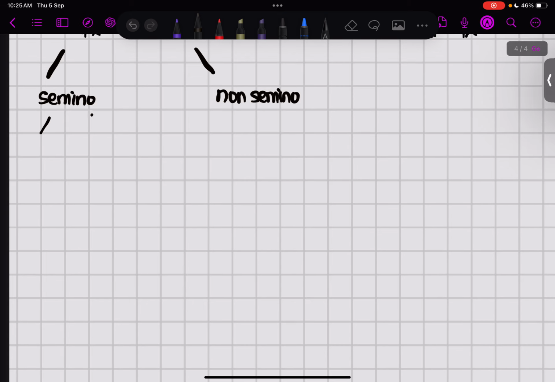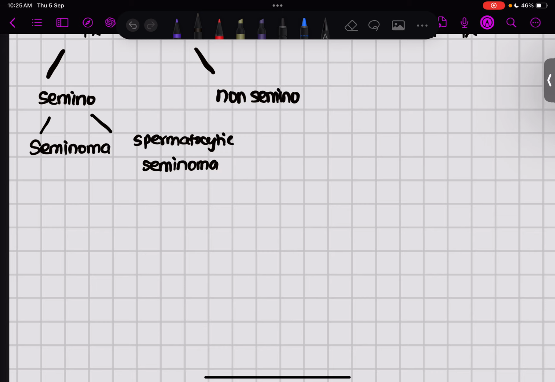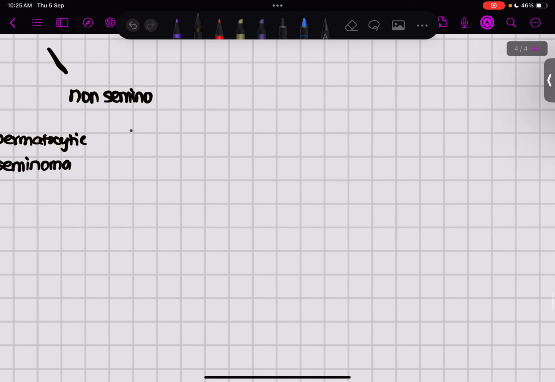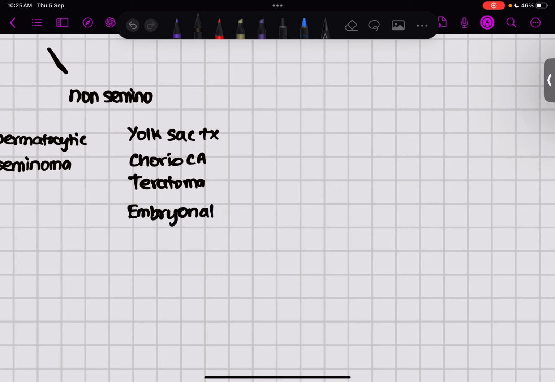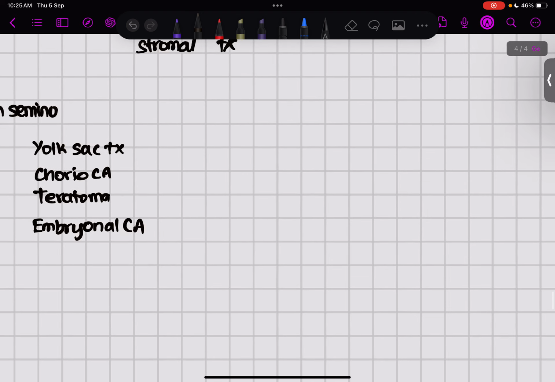Seminomatous include seminoma and spermatocytic seminoma. Non-seminomatous include yolk sac tumors, choriocarcinoma, teratoma, and embryonal carcinoma. Yolk sac tumor is otherwise called as endodermal sinus tumor.